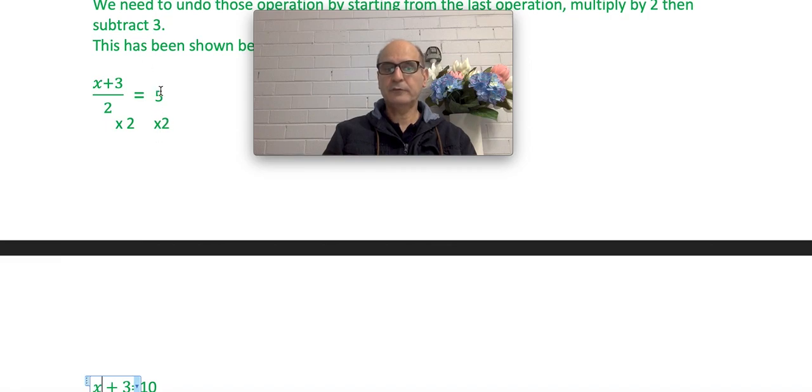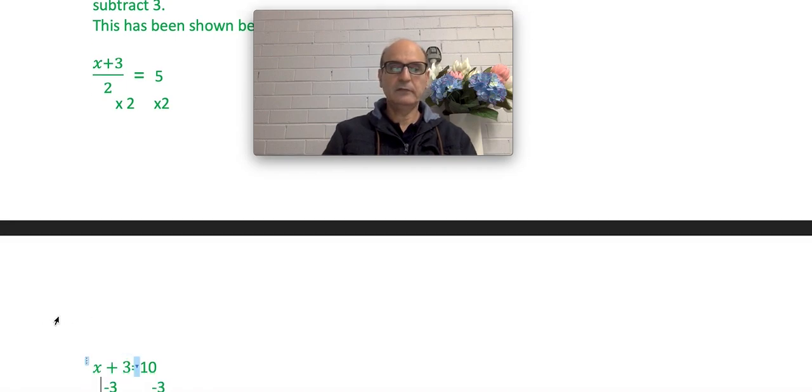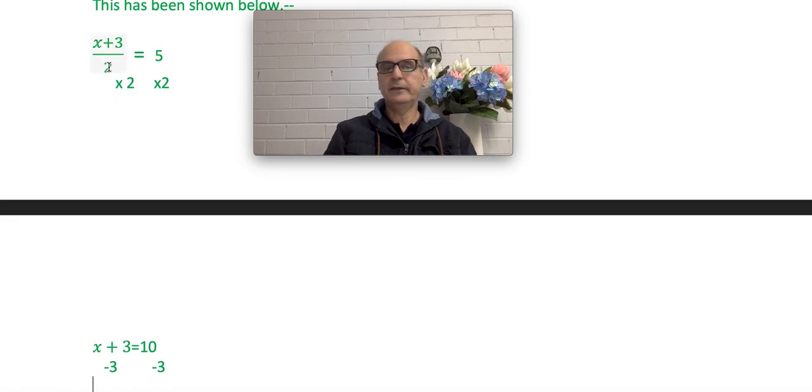So 5 times 2 is going to be 10, and on this side you will get rid of the 2 because x plus 3 has been divided by 2. Now you times it by 2, you're undoing it. So you end up with x plus 3, so x plus 3 equal to 10.